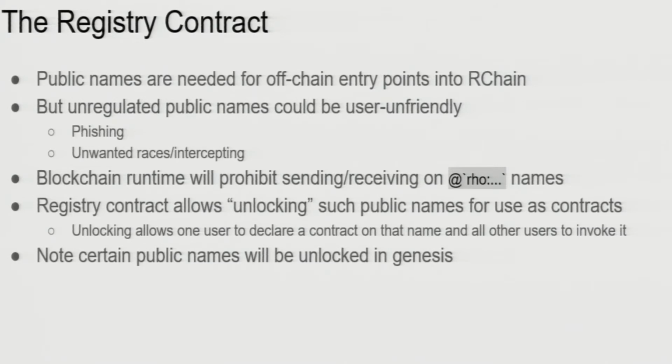Or you might have someone trying to intercept messages for your contract. You make some great, super useful contract, and then someone else decides to make one with the exact same name and set of arguments, and start intercepting messages that were meant for your contract, and do some other nefarious thing with it. So you want at least some regulation on public names so that you get this kind of security guarantee. The blockchain runtime is going to prevent sending and receiving on these special names, which are generated with backticks, which we call URI processes, and they start with rho:. You put an @ in front to make it a name. And so the registry lets you create a contract at one such name.